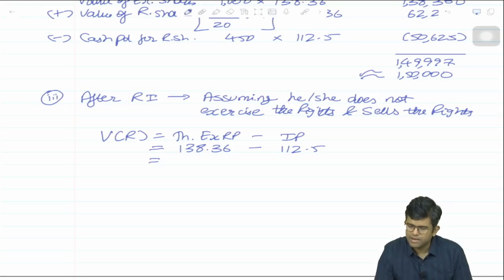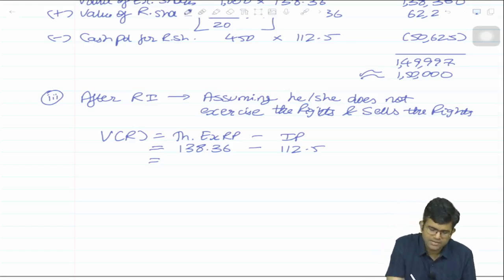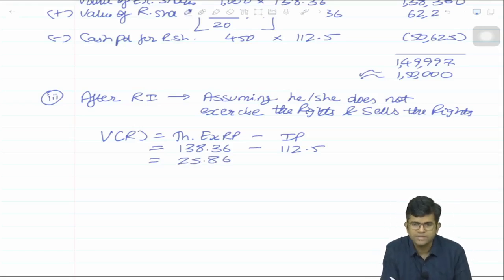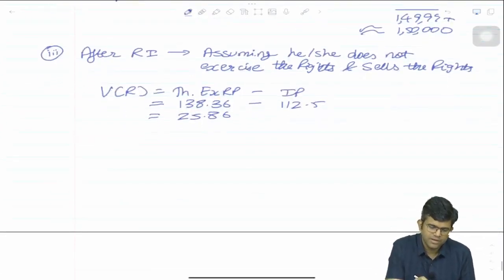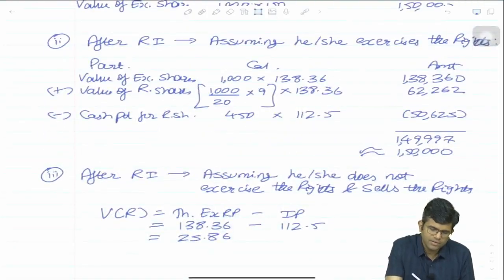Everyone clear now? And the issue price was 112.5. So 138.36 minus 112.5 is 25.86, correct? At 25.86 rupees, you will be selling your rights. Everyone clear? Per right. So then I will now do the valuation.